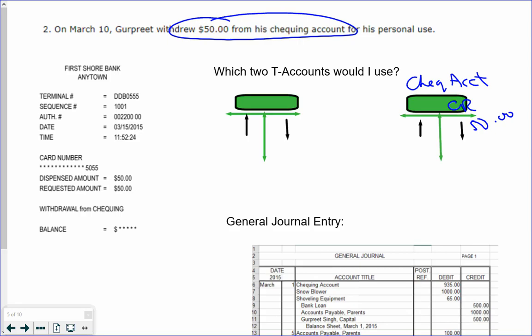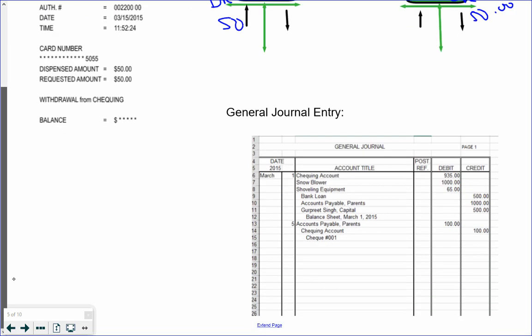Okay. So which account is going to get debited $50? When the owner pulls money out of the company, what account is that? Remember? It's drawings. Drawings is when the owner pulls money out of the company. Okay? So, the way it gets recorded, it was March 10th. We have Gurpreet, drawings, debit $50.